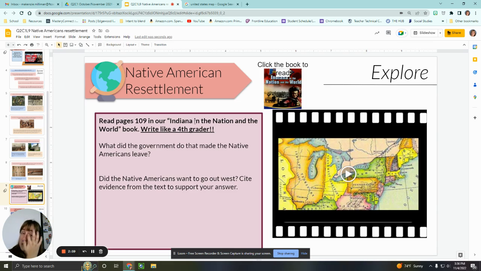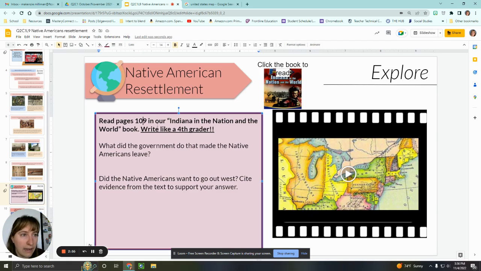Then here, you are going to read from Indiana Nation, page 109, and you're going to write like a 4th grader. Don't be lazy, okay? On the test, you're going to be graded on whether or not you wrote like a 4th grader, okay? What did the government do that made the Native Americans leave? Did the Native Americans want to go out west? Cite evidence from the text to support your answer. If they say, yes, they wanted to go out west, give me evidence from the text. If you say no, you need to give me evidence.